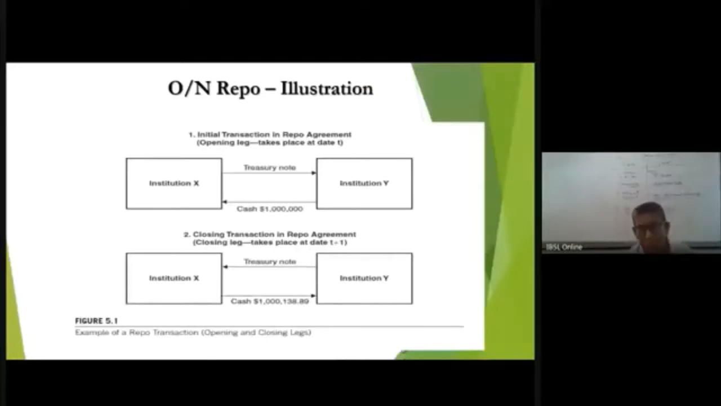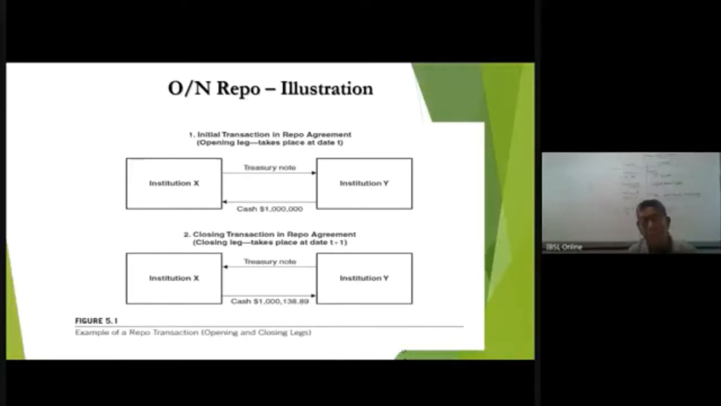Take this example. There are two institutions, X and Y. The initial transaction in a repo agreement, which we call the opening leg, takes place at date T. Institution X has some treasury bills, and they give them to institution Y and take money from institution Y, putting the treasury bills as collateral. But institution X says, I will need my treasury bills back later at an agreed price. The closing transaction takes place after T1 days: institution X asks for the treasury bills again from institution Y and gives the money back to institution Y.